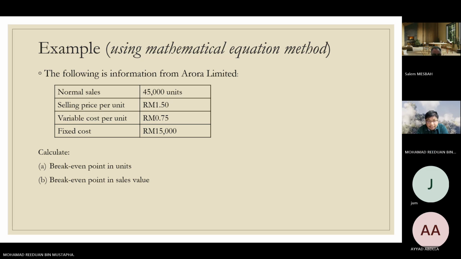divided by 0.5. So equivalent to how much do you get in ringgit Malaysia? 7,500? Sorry, how much do you get? How much is the break-even, fixed cost divided by the CM ratio?